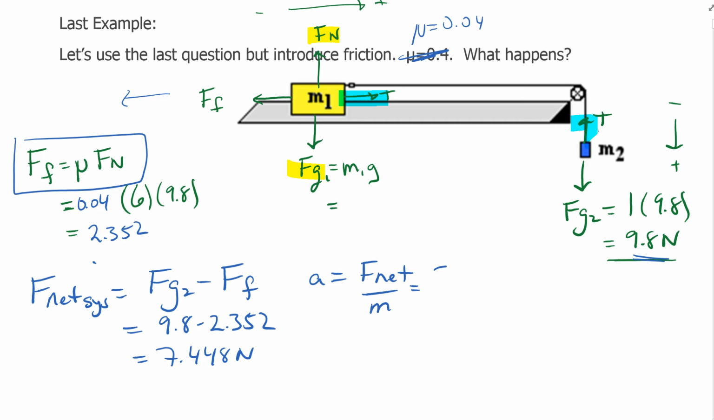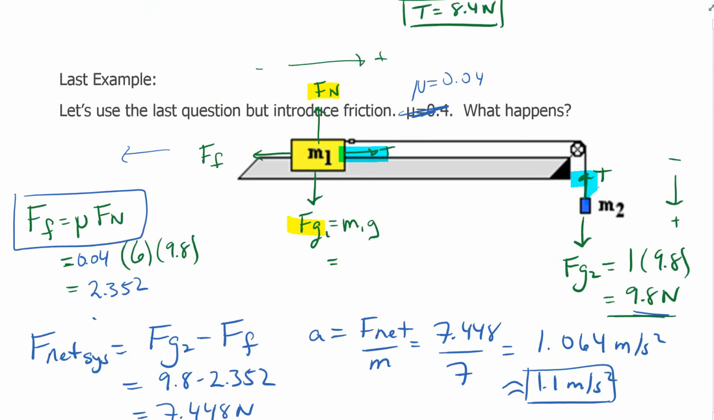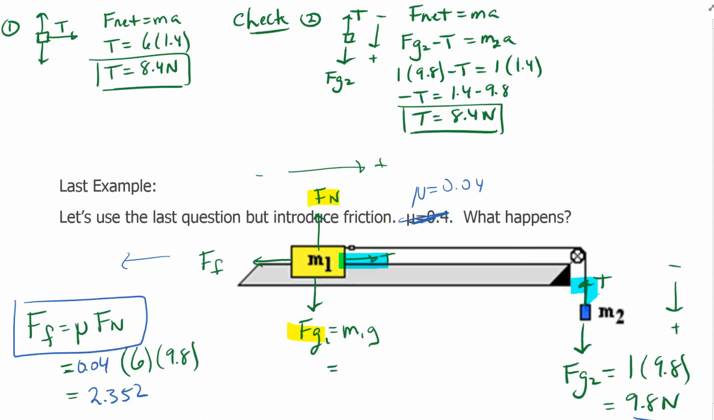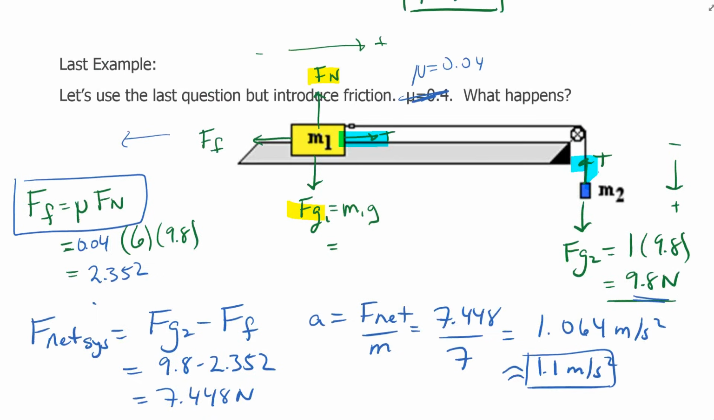My acceleration is going to be equal to the F net of the system divided by the mass of the system. So I'll take that 7.448 and I'll divide it by the mass of the system, which is 6 plus 1, which is 7. And I get an acceleration of 1.064 meters per second squared, or if I round that to two significant digits, I get 1.1 meters per second squared. So you'll notice that when there wasn't any friction, it was accelerating at 1.4. And now when I introduce just a little hint of friction, just 0.04 coefficient of friction, now I'm all the way down to 1.1 already.